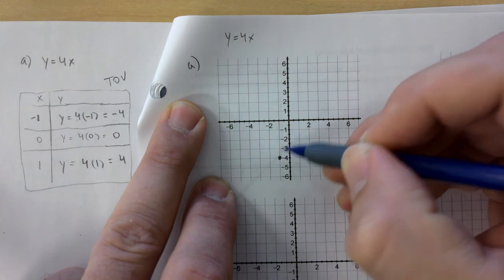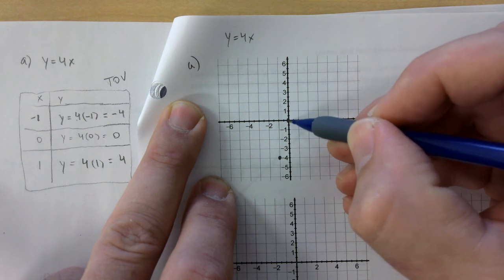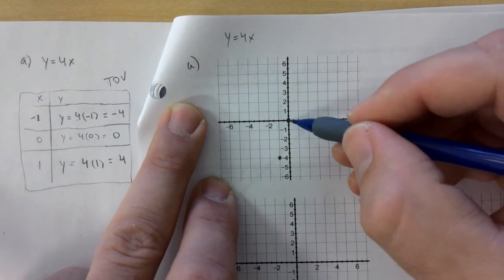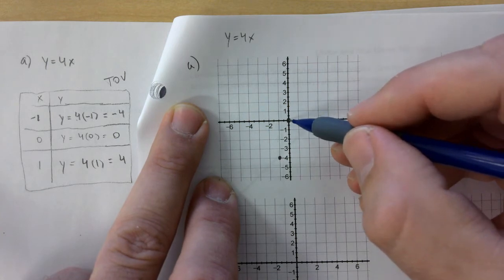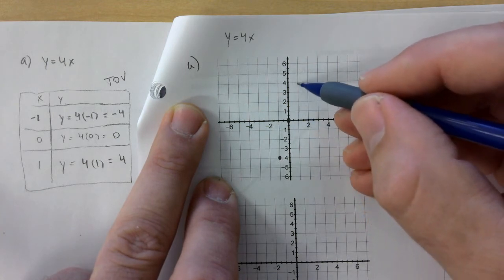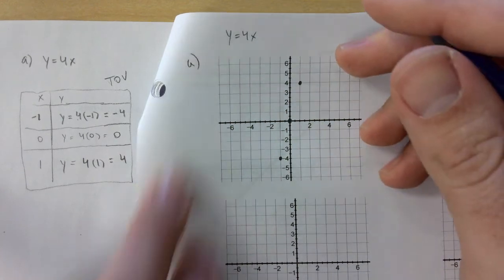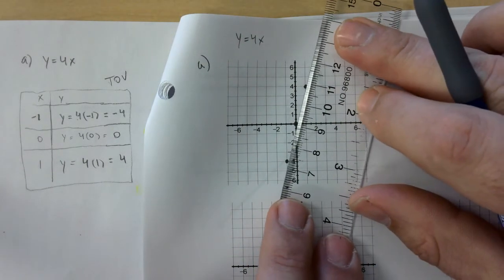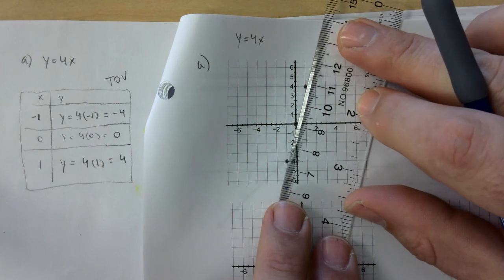When x is equal to 0, y is also equal to 0. So that's the origin. Make a point right there. And then 1, 4. And x equal to 1, y is equal to 4. Right there. And then use your ruler and you just connect the dots. They should line up, by the way.